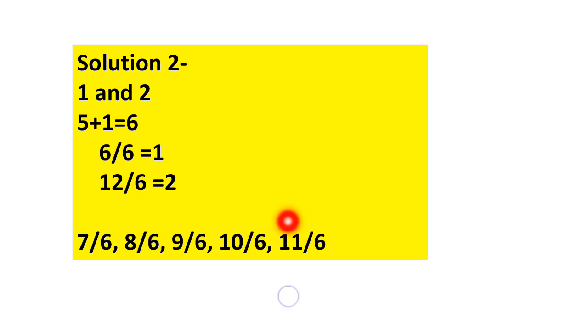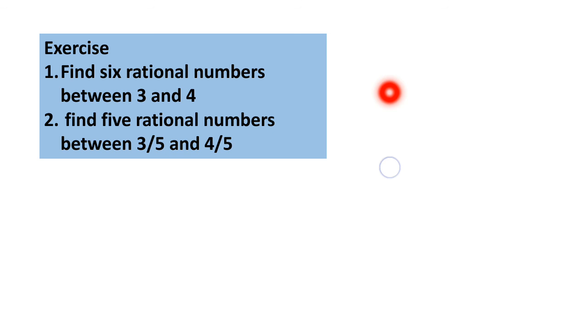This is also one of the easy ways to find. I hope it's clear now. Yes, to know how much you have done, how much you have understood, you can find out by doing these two sums. So find 6 rational numbers between 3 and 4. Find 5 rational numbers between 3 by 5 and 4 by 5. I hope all of you understood.